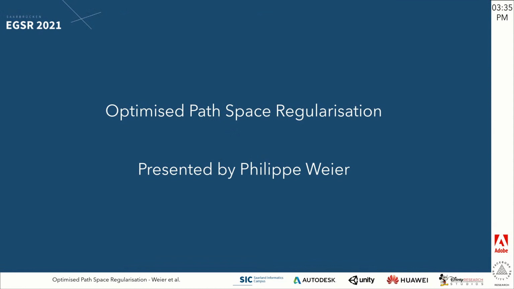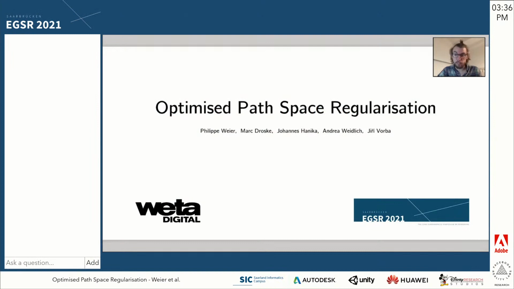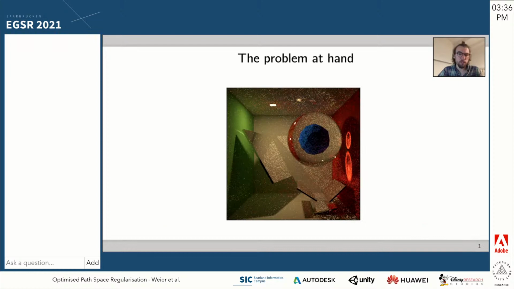My name is Philip Weyer, and I will be presenting our technique called optimized path space regularization. Let's see what motivated this work in the first place. This path traced scene features hard-to-sample paths such as directly and indirectly visible caustics. Those types of paths can be extremely challenging to render for a simple path tracer. To address this kind of problem, increasingly complex algorithms have been designed over the years.